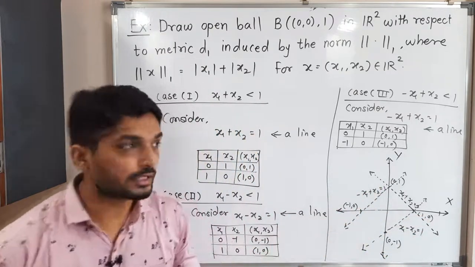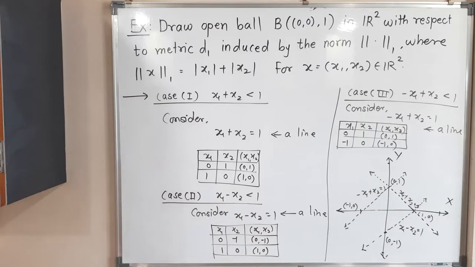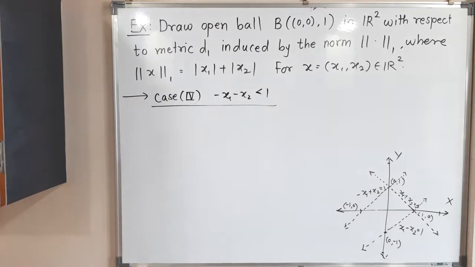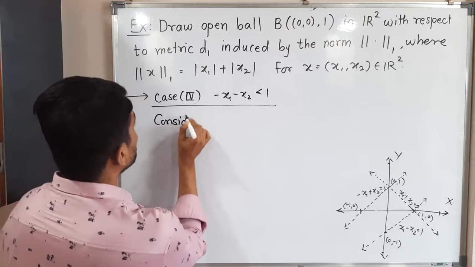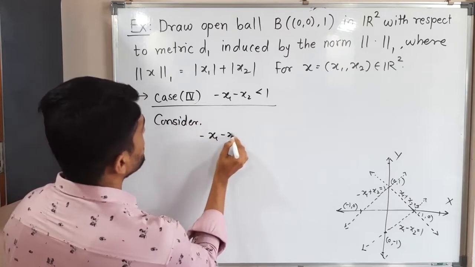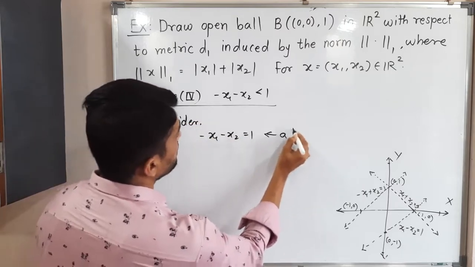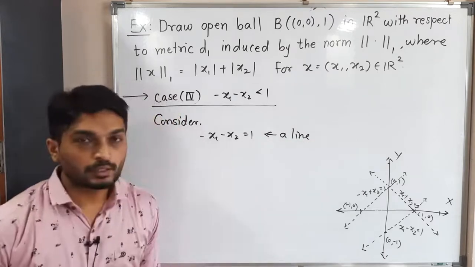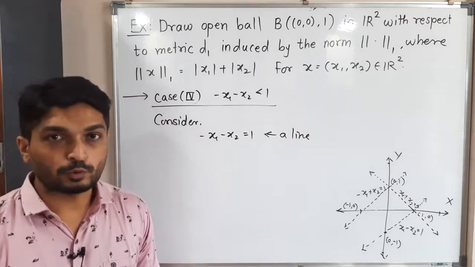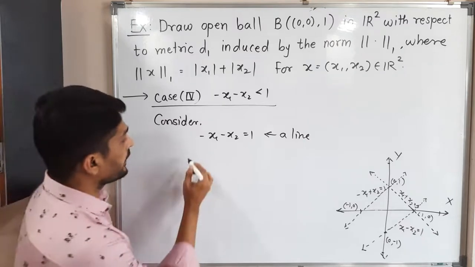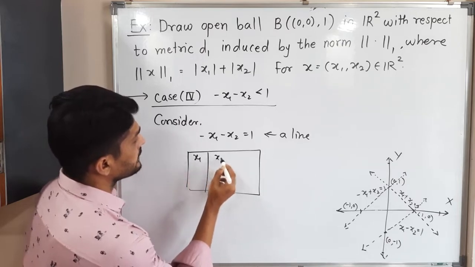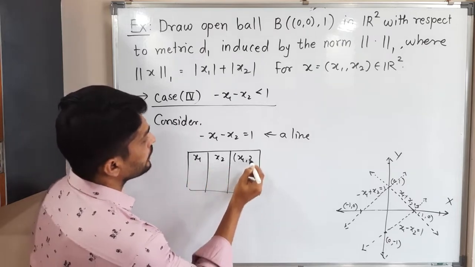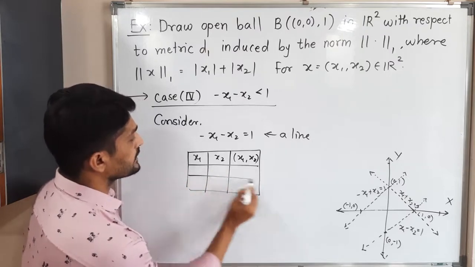So now simply we have to find the last line, but there is no more space to write. Make a screenshot of it, then we will go further. Let us discuss case number 4, which is minus x1 minus x2 less than 1. Again we consider equality there: minus x1 minus x2 is equal to 1. It represents a line again, since the power of x1 and x2, both of them, is 1. To find the line, we draw a table like this. The first column is x1, second is x2, last one will be (x1, x2).